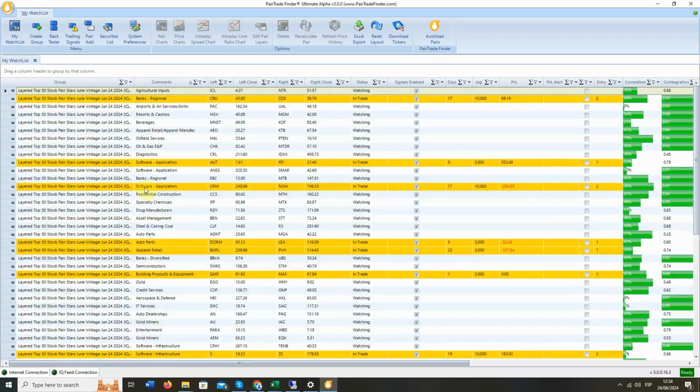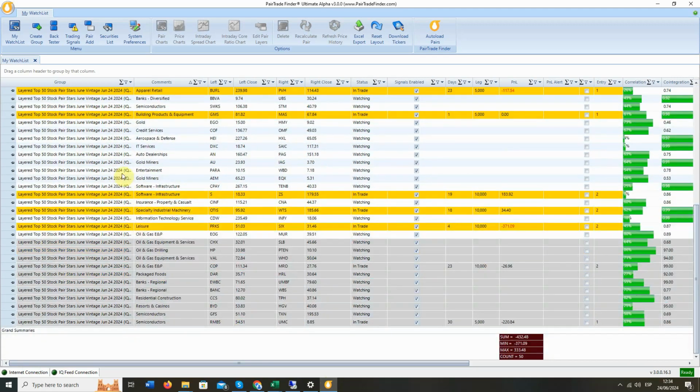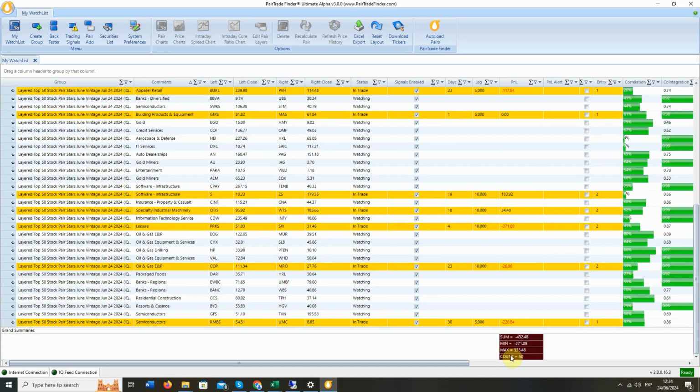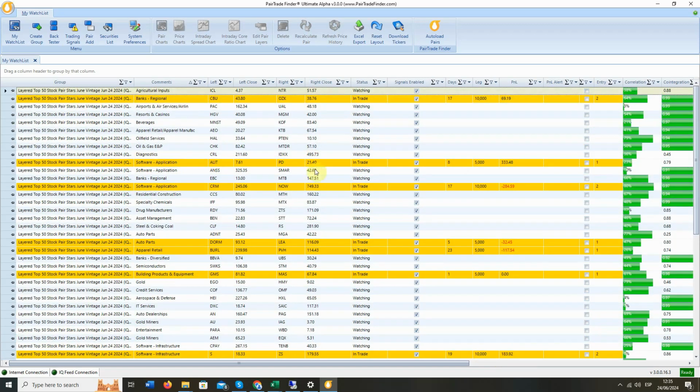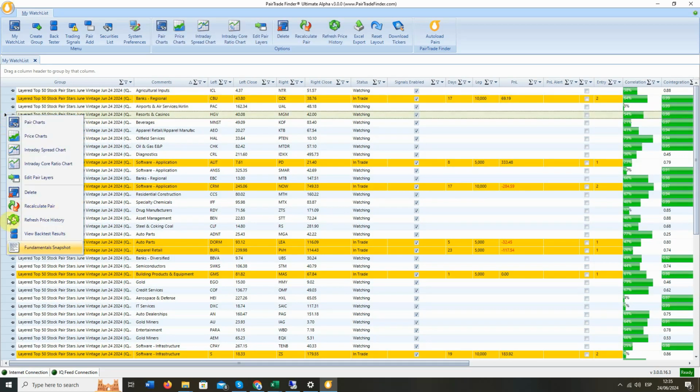So let's go back here. Now you've seen, while I was discussing the parameters, this is now populated. All 50 of these top 50 stock pair stars. Here's the count, 50. So instead of having an empty watch list, you now have a watch list filled with 50 pairs that have been pre-screened with all of those criteria to give you high probability pairs and trading signals thereon.